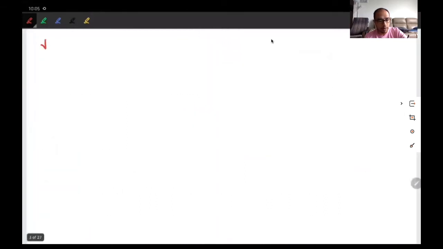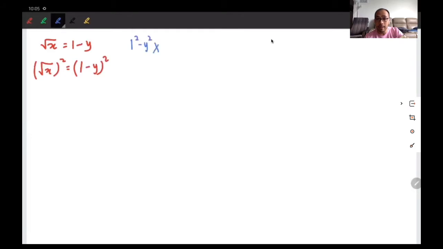So you have square root of x equals to 1 minus y. In order to get rid of the square root, you need to square everything. So square root of x, the whole thing squared, equals to 1 minus y, the whole thing squared. So you want to avoid mistakes like 1 squared minus y squared. Ini salah. Because the whole thing must be squared. So this will give you x equals to 1 minus 2y plus y squared.